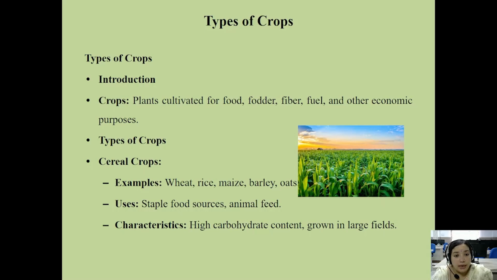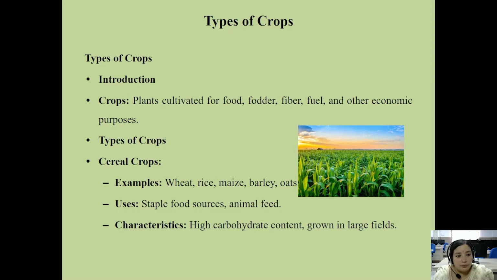Crops means plants cultivated for food. What do you understand by the term crops? What is your meaning of crops? A crop is a plant cultivated for food, fodder, fiber, fuel, and other economic purposes. That is the introduction of crops.